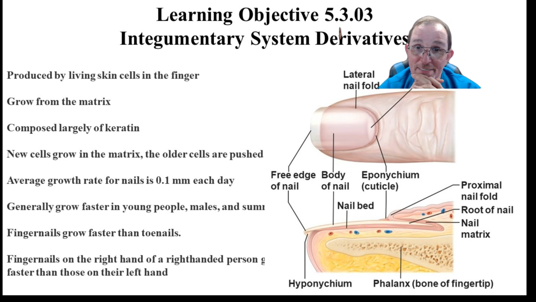Fingernails, of course, grow faster than toenails, which probably everybody knows, have seen it. And the fingernails grow fastest on your hand that you use the most. So if you're right-handed, it'll be right. If you're left-handed, it'll be left.